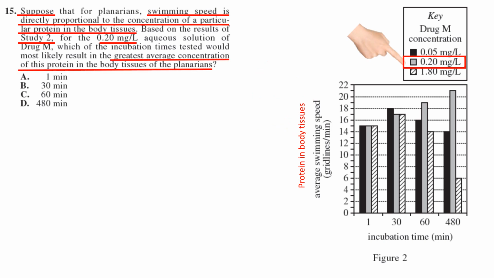Which one would have the greatest average concentration of this protein in the body tissues? So we're just looking at this axis on the left, the y-axis, and we want to know which one's the biggest, and we see that at 480, so our answer is D.